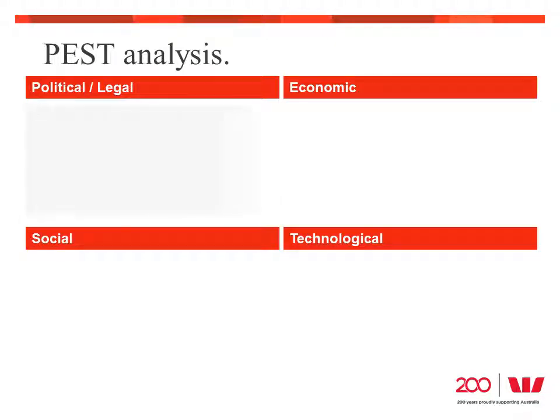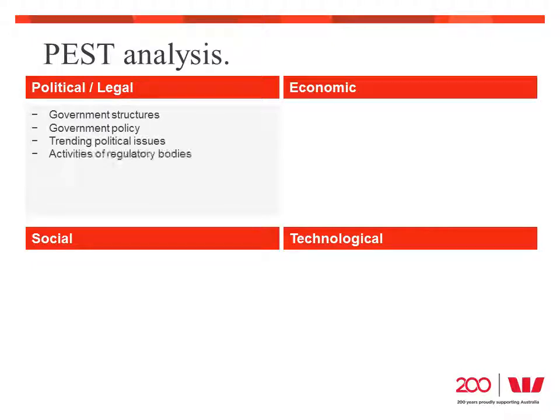Political is often grouped with legal and looks at changes that may be occurring due to government structures, government policy, regulatory bodies, legislations, just to name a few. An example of the impact of a change in government policy is the home insulation industry.